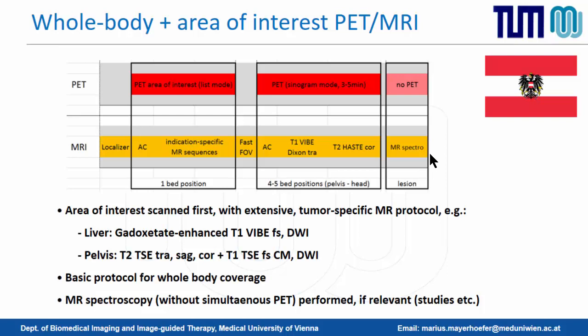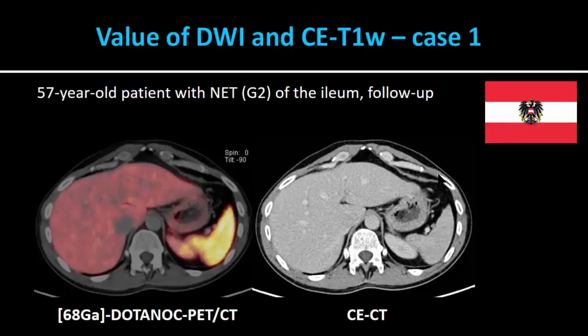We might do MR spectroscopy if that for some reason is of interest or relevant for studies. Now, there is often the debate whether or not for PET MRI you would need contrast material. You would need DWI because actually PET gives you a great deal of information anyhow. I'll show you a few cases why we think that this is feasible.